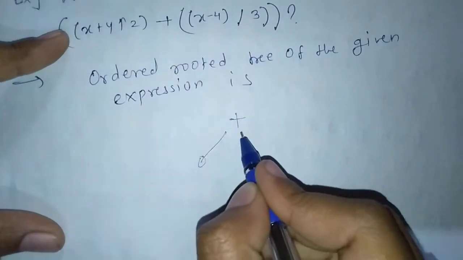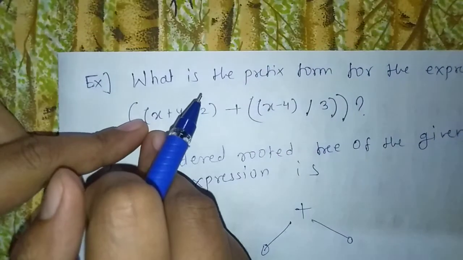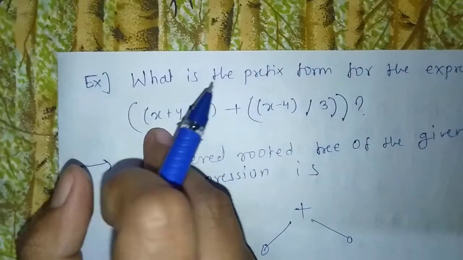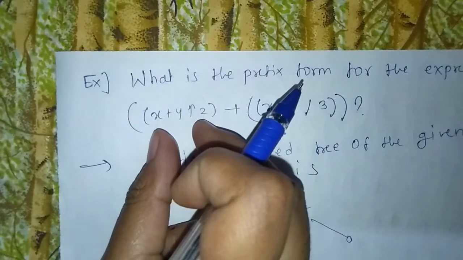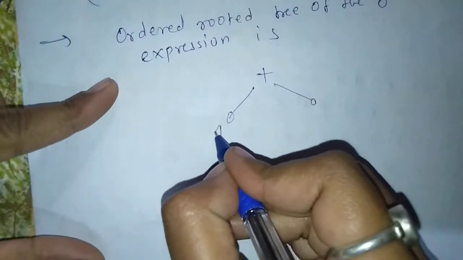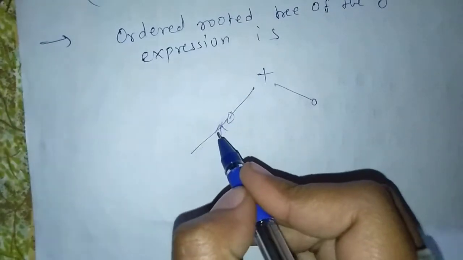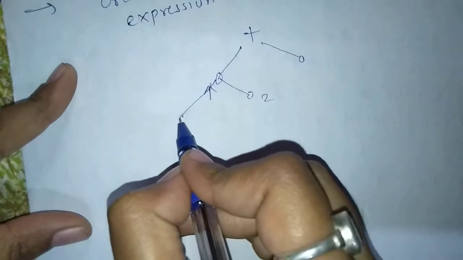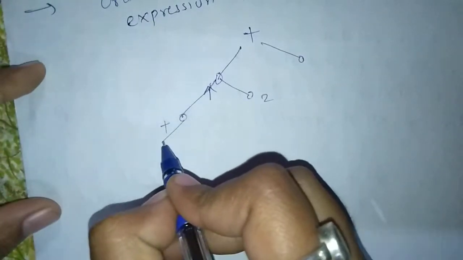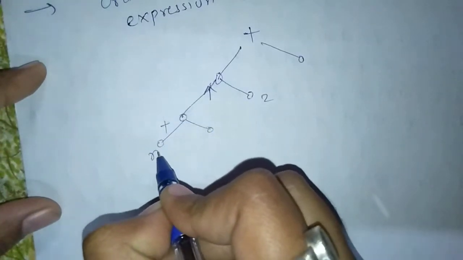Next, now this is one number, x plus y gives one number, 2 is another number, and the relation between these two numbers is nothing but exponential. So first take exponential. Now exponential is the relation between 2 and x plus y. So take here addition, and addition is in between x and y.